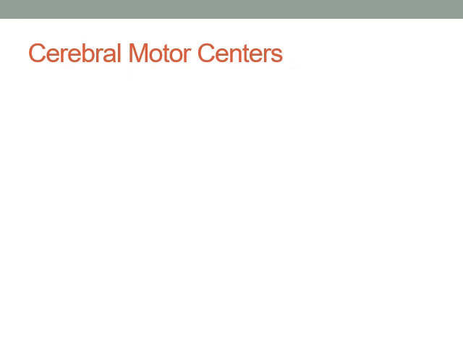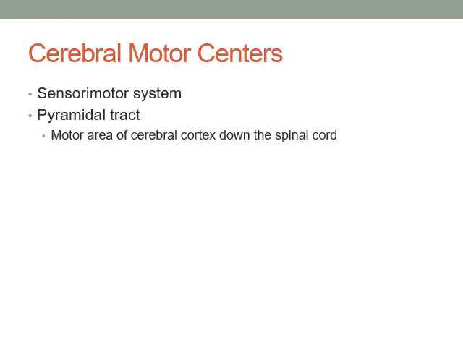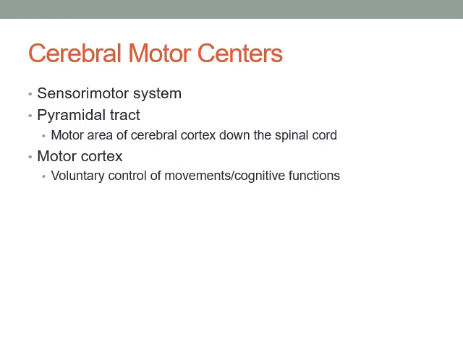And then we have our cerebral motor centers. These are in the higher areas of the brain. We have our sensory motor system, and this needs to have constant influence from both, because we're constantly getting sensory and motor input to the brain. I'm just going to go over different areas that I want you to be responsible for in terms of what they contribute to this. The pyramidal tract is the motor area of the cerebral cortex down to the spinal cord. You have the motor cortex, which is voluntary control of movements and also has cognitive functions. This is where our motor engrams are stored.